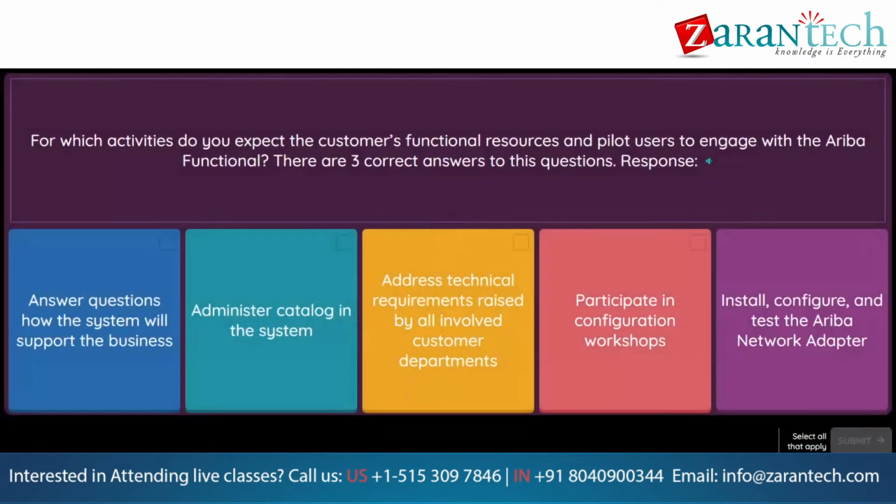Question: For which activities do you expect the customer's functional resources and pilot users to engage with the Ariba functional? There are three correct answers to this question. Response: Option 1 Answer questions on how the system will support the business. Option 2 Administer catalog in the system. Option 3 Address technical requirements raised by all involved customer departments. Option 4 Participate in configuration workshops. Option 5 Install, configure, and test the Ariba network adapter.